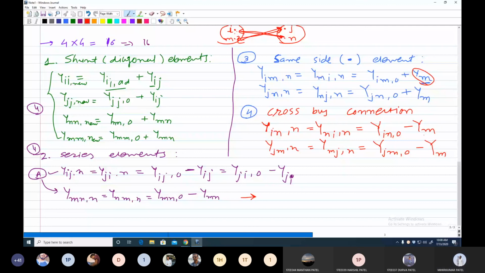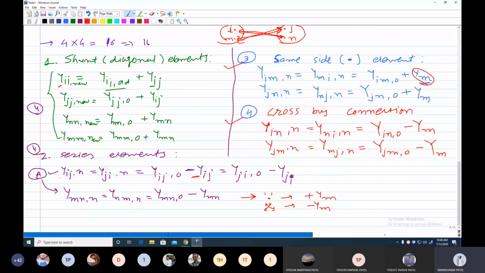What is the conclusion? Actually, we have seen the effect of shunt element, which is directly added to our shunt element, and in series we subtract the transfer admittance. But for the mutual coupled transmission line, for the same side, or we can say at the dot side, we have to add this mutual admittance, and for the cross side, we have to subtract this mutual admittance. Clear up to this?